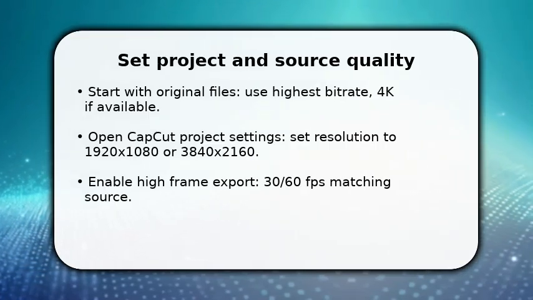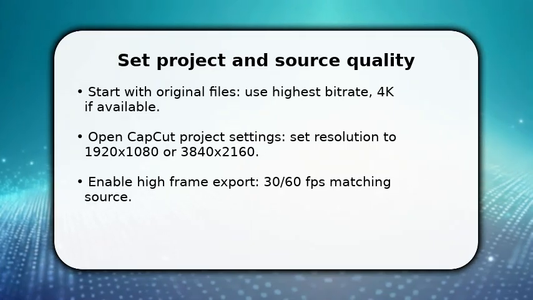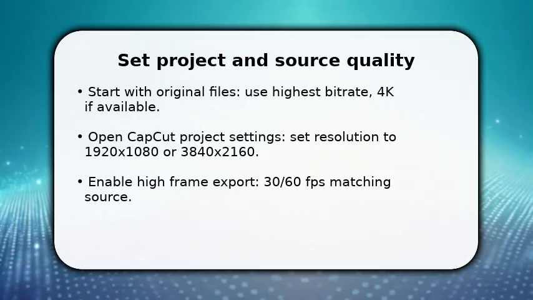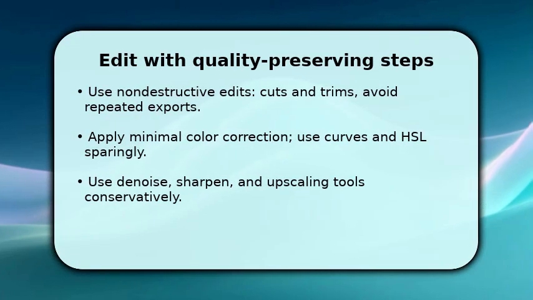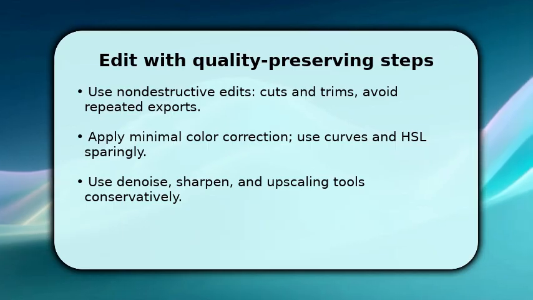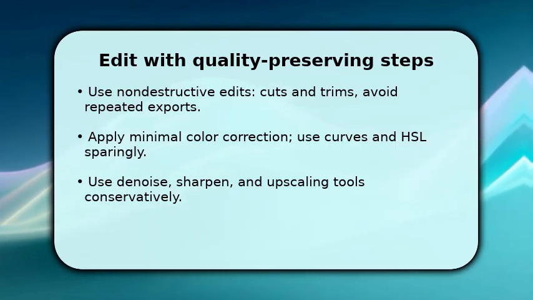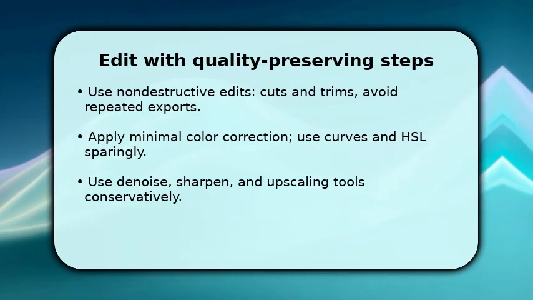You're doing this first so every edit retains maximum detail, otherwise later sharpening and effects will amplify noise instead of clarity. Now you perform edits while protecting quality. You should make precise cuts and trims without re-encoding the whole timeline repeatedly. Keep all edits inside Capcut until final export.